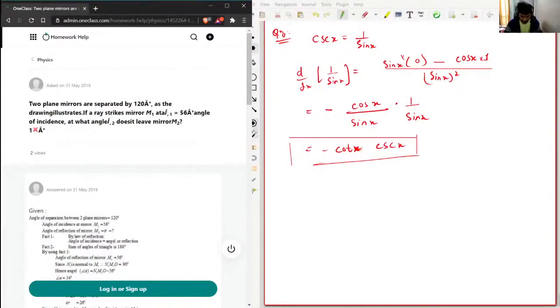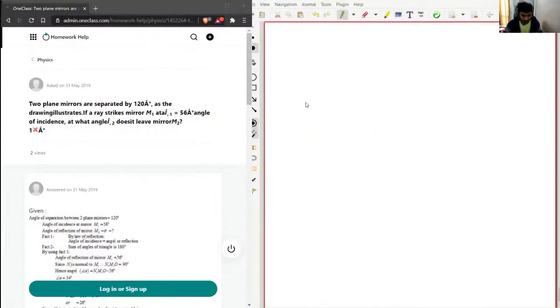So this is from my last stream, so I'll just add a page here. Okay. So we'll start with question number one. I'll just start with red pen. It is saying that two plane mirrors are separated by 120 degrees as the drawing illustrates.